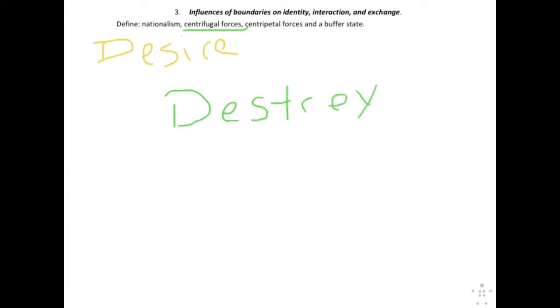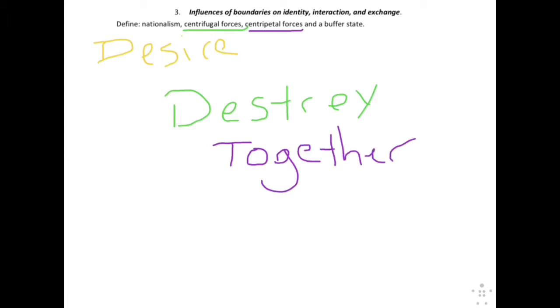Next, number 3 is looking at the influences of boundaries on identity, interaction, and exchange. Looking at definitions here, the first is to define nationalism. Nationalism is the strong desire for a nation. It's the idea that you support your nation and that you are strongly reflecting that in all of your actions. Now, there are 2 types of forces in regards to nationalism. One is centrifugal forces. Centrifugal forces are forces that are seeking to destroy or tear apart the state, not necessarily nation state. Centripetal forces are forces that want to keep the state together, not wanting to destroy or separate the area.